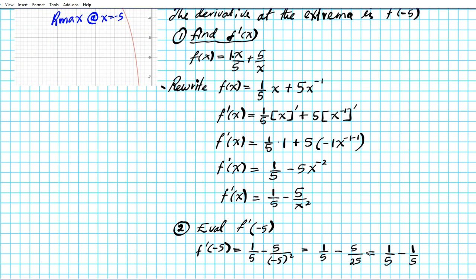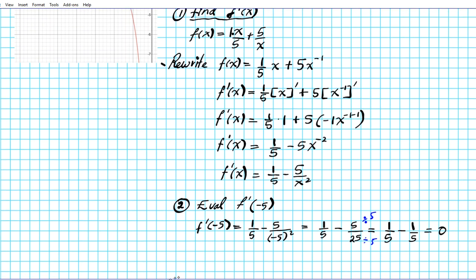You just simplify that, divide top and bottom by 5. 1 over 5 minus 1 over 5 is 0. Okay, so this one I divided by 5, and I divided by 5 to get 1 over 5. So we can see here that the derivative at the extrema, f prime of -5, is equal to 0.